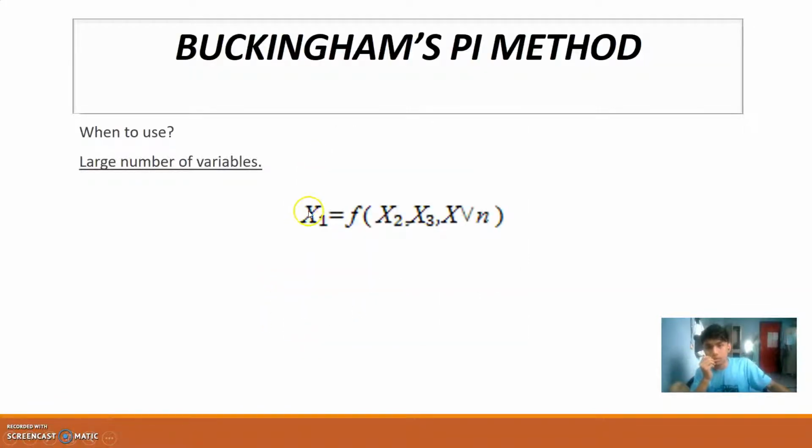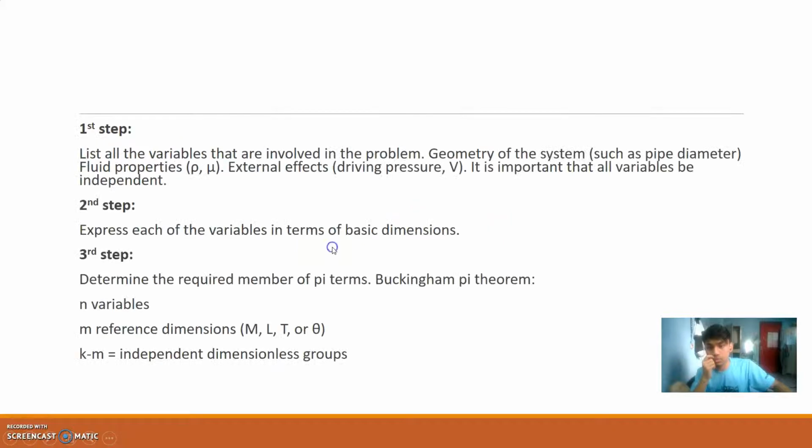Okay, then the Buckingham Pi method that I mentioned just now is used when it involves a large number of variables. This is the dependent variable x1 that is dependent on the functional group of x2, x3, and so on until the last variable that it is dependent on.